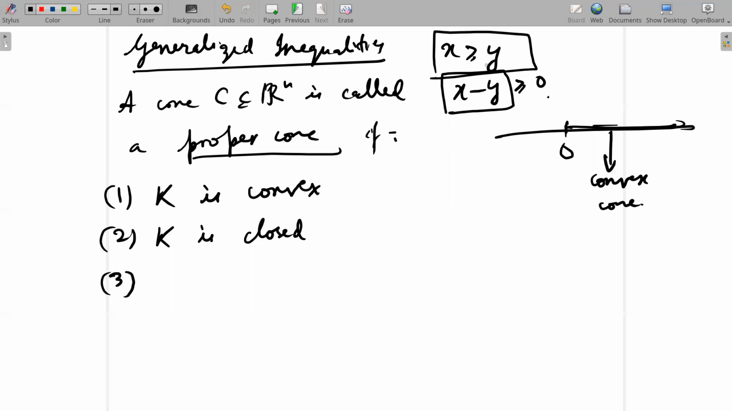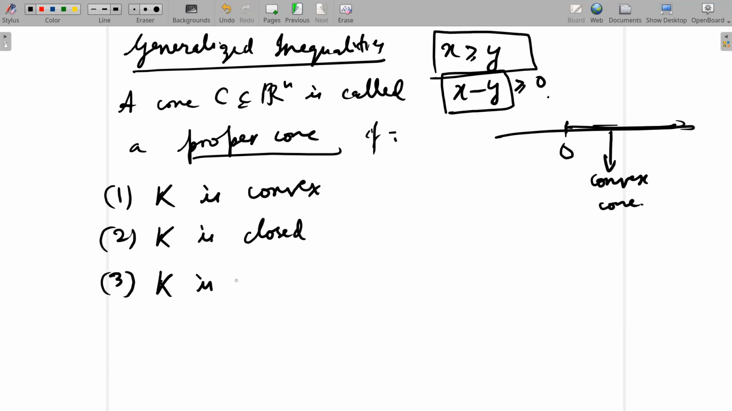So I want to say if x_i is bigger than or equal to y_i, and I have a sequence, I want to conclude something like the limit x of the sequence x_i and limit y of the sequence y_i also satisfy this inequality, x bigger than or equal to y. So for that reason, we need K to be closed. So we'll see that.